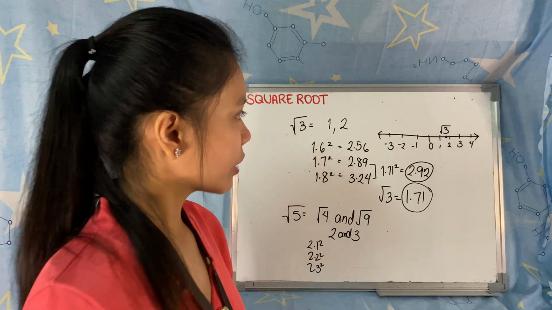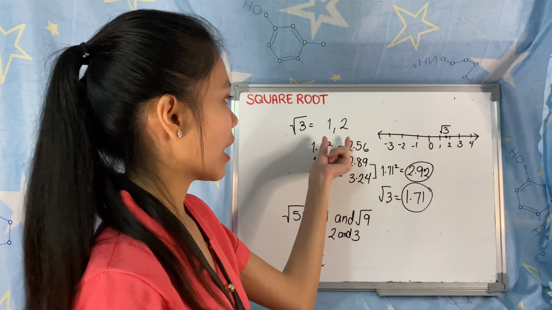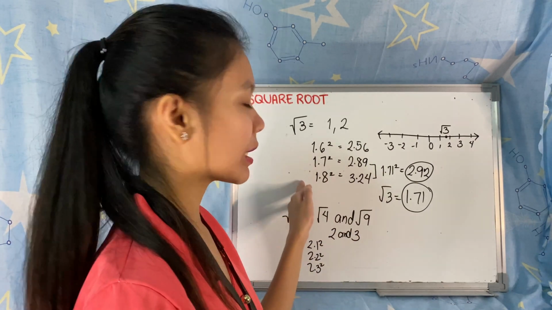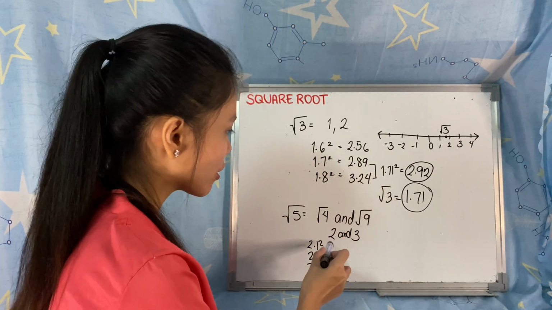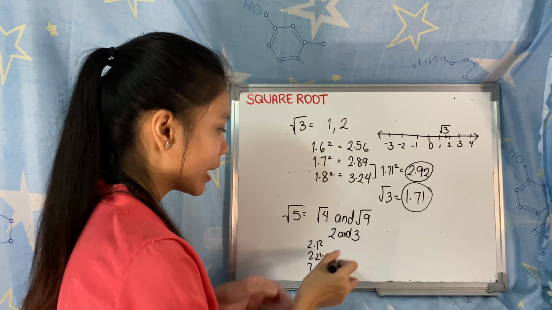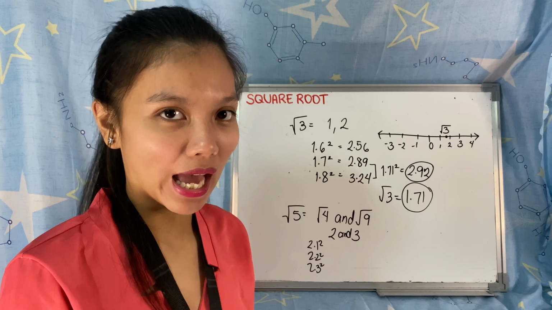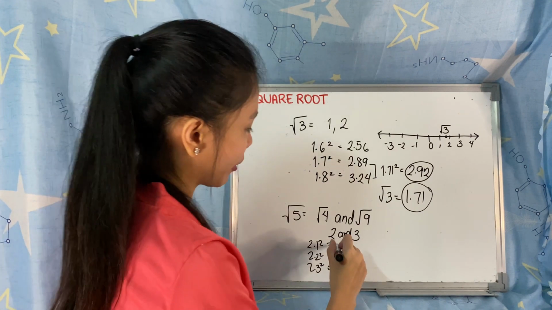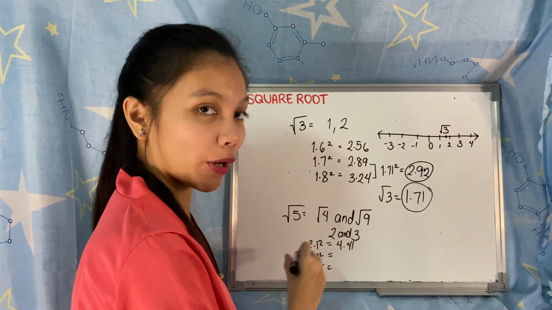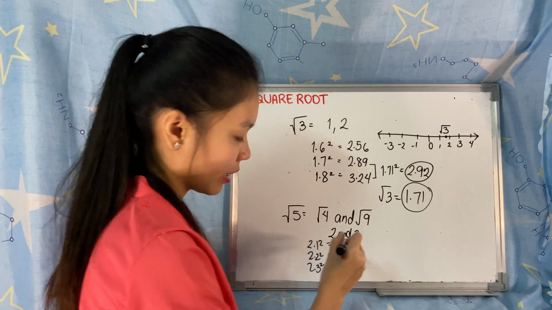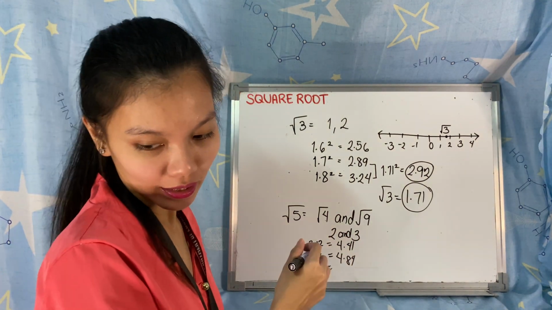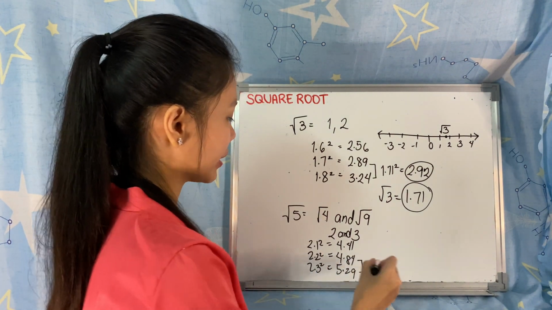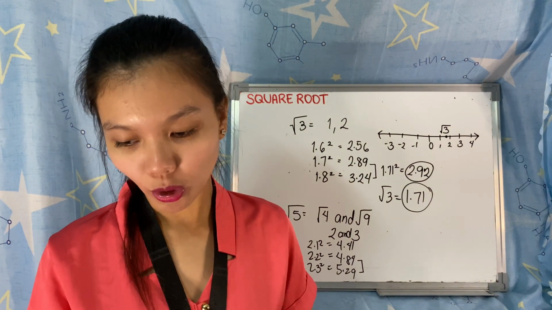Syempre, kung sa palagay nyo, malapit na siya dun sa gitna nung ating mga perfect square, simulan nyo agad sa middle. Pero kung napansin nyo, malayo yung pagitan ng 4 at saka 9. Kaya sisimulan natin siya sa medyo una. So, the square of 2.1 is 4.41. The square of 2.2 is 4.84. The square of 2.3 is 5.29. So, nasa pagitan siya ng 2.2 at ng 2.3.